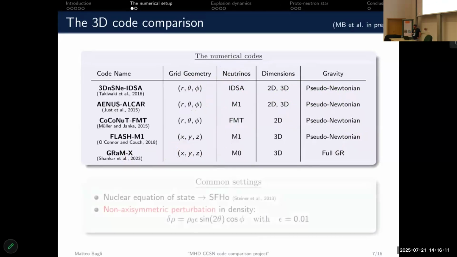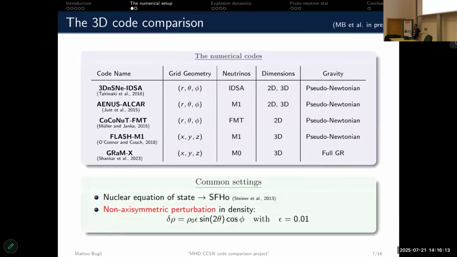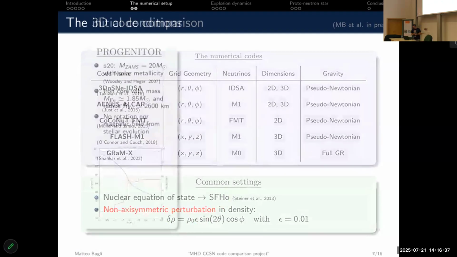But one of the important things is essentially the settings that we impose to be as uniform as possible. We, of course, set a common equation of state, and importantly, we also set a homogeneous, consistent through the codes, non-axisymmetric perturbation to essentially trigger in a similar way non-axisymmetric modes, specifically thinking about what could happen, for instance, with the development of the kink instability in the jet.